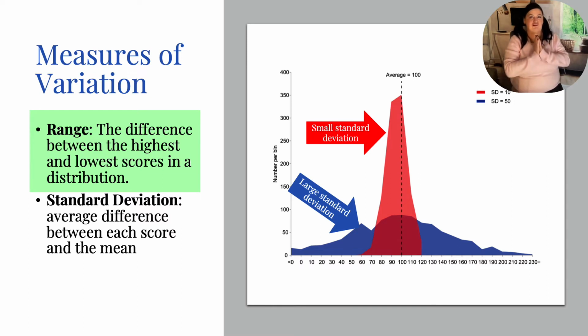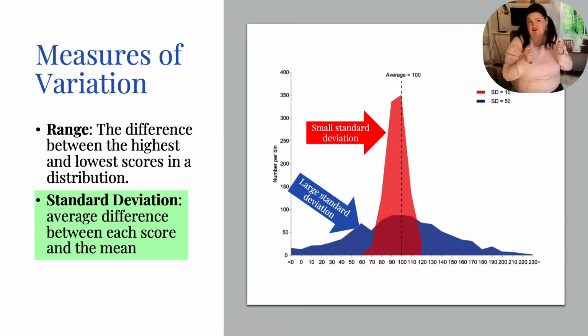What we have next is what we call standard deviation. Deviation meaning difference, right? To be deviant means to be different from the norm. It's the average difference between each score and the average. The average and the mean are the same thing.